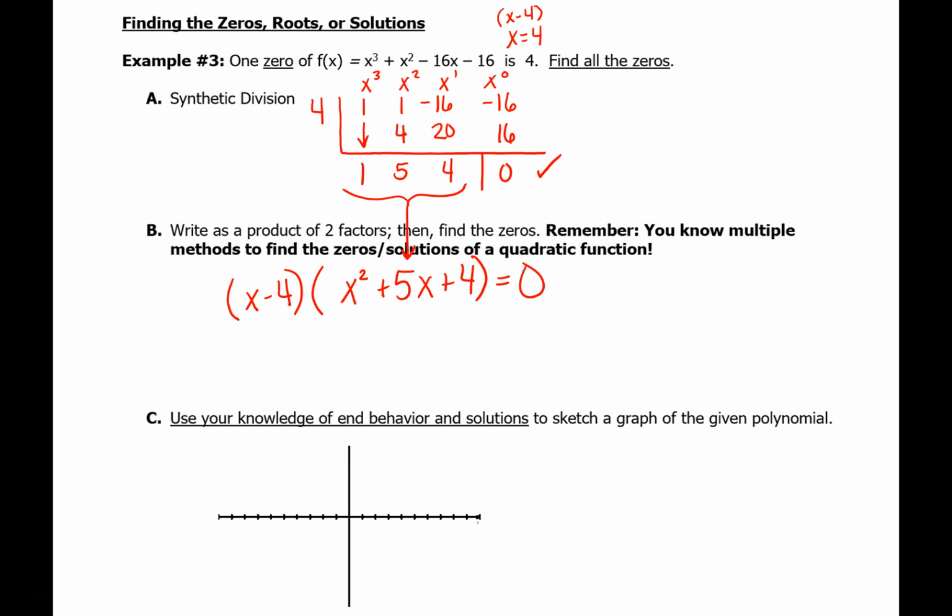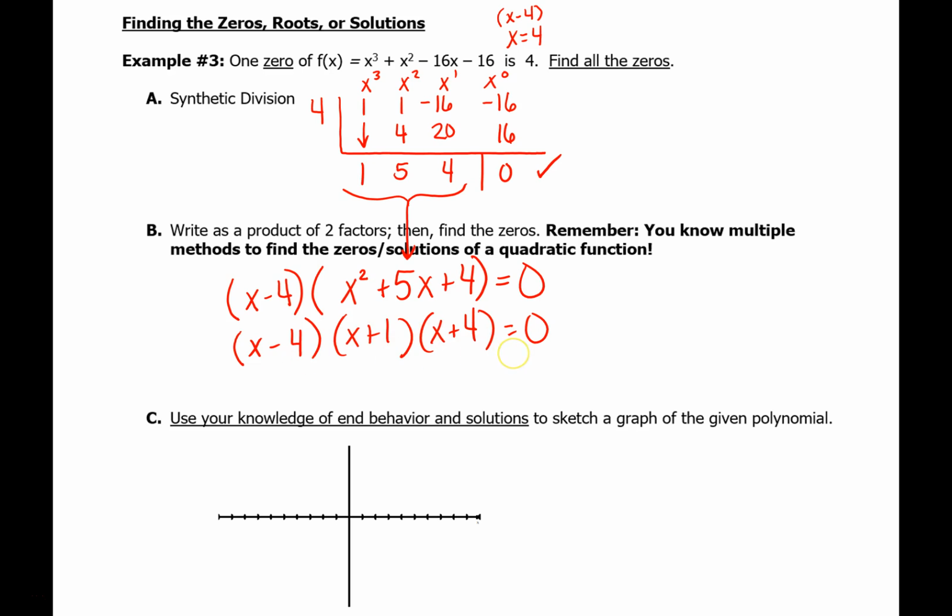All right, so from here, I can either factor this or I could use another method if another method worked better. So you have quadratic formula in your back pocket, you have square root method, you have completing the square if you need it. This one is going to factor, so I'm just going to keep factoring. So I'm going to write x minus 4, and then I'm going to factor this second piece, the quadratic. That's going to be x plus 1 times x plus 4.